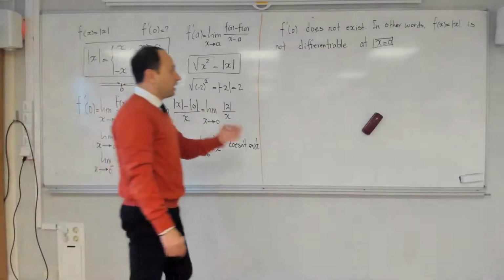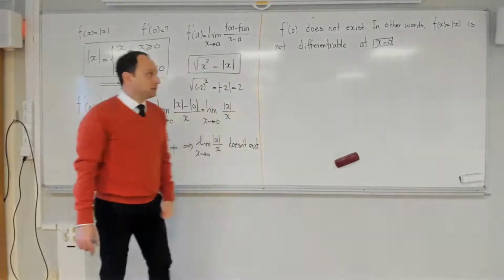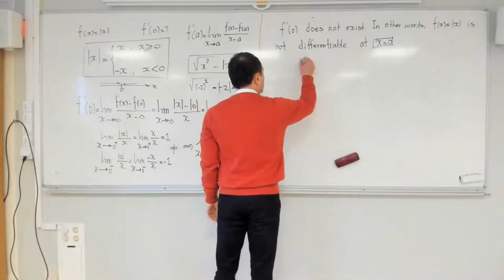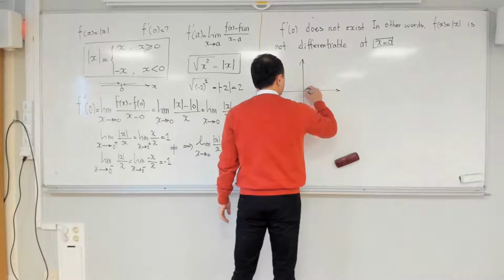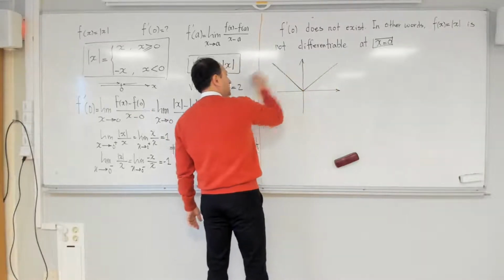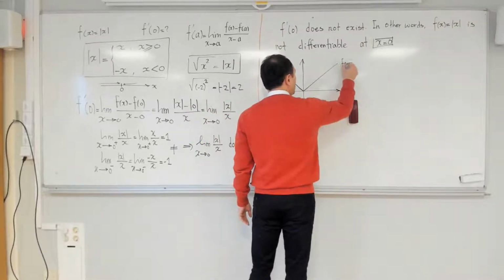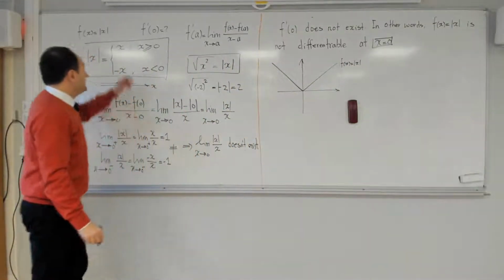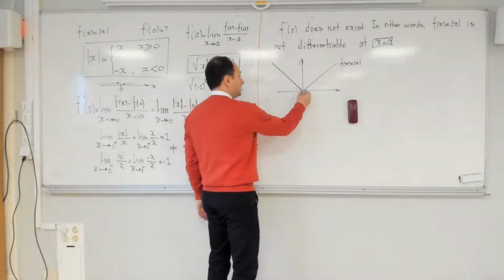There are 3 types of points that the function is not differentiable at. If I draw the graph of this function, if you use your calculator to draw it, it is like this: the bisector of this quadrant together with the bisector of this quadrant. This is my function f of x equals absolute value of x. And then where is x equal to 0? X equal to 0 in this case is here.